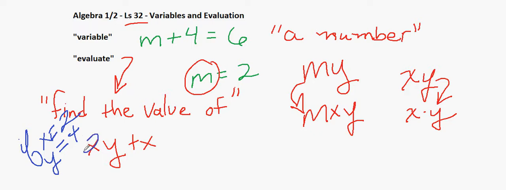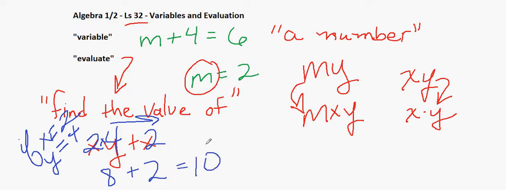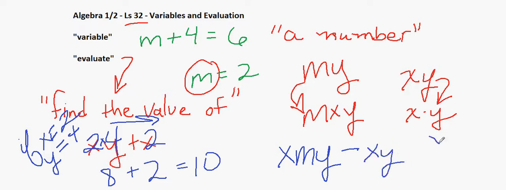Well, then I can stick a 2 in and a 4 in. Don't forget, now that I have numbers, these are multiply. I have to show a multiply sign. 2 times 4, following PEMDAS, I've got 8, left to right plus 2 is 10. Looks like that's what they did too. How about xmy minus xy if x is 2, m is 5, and y is 4.